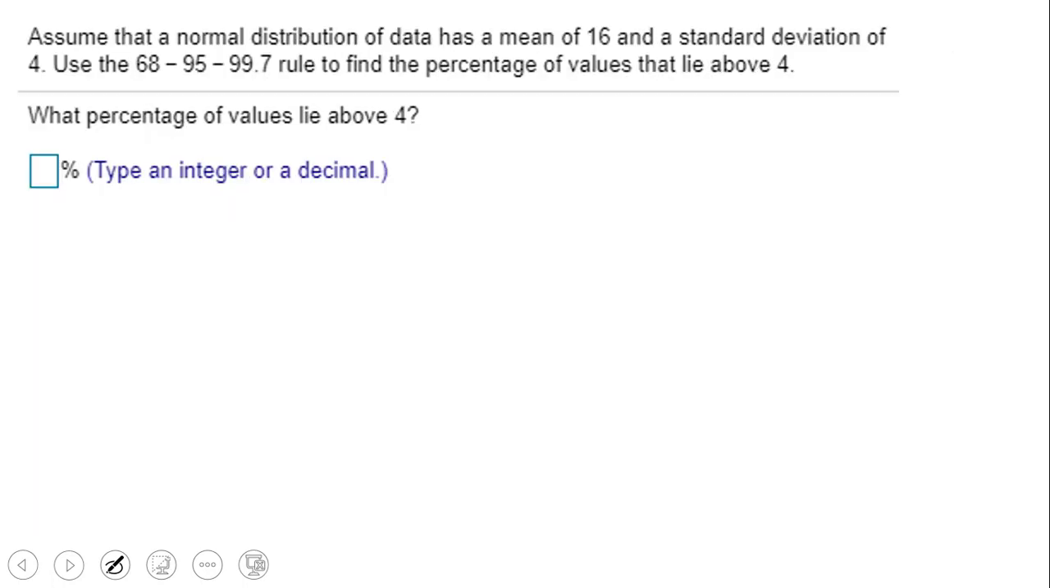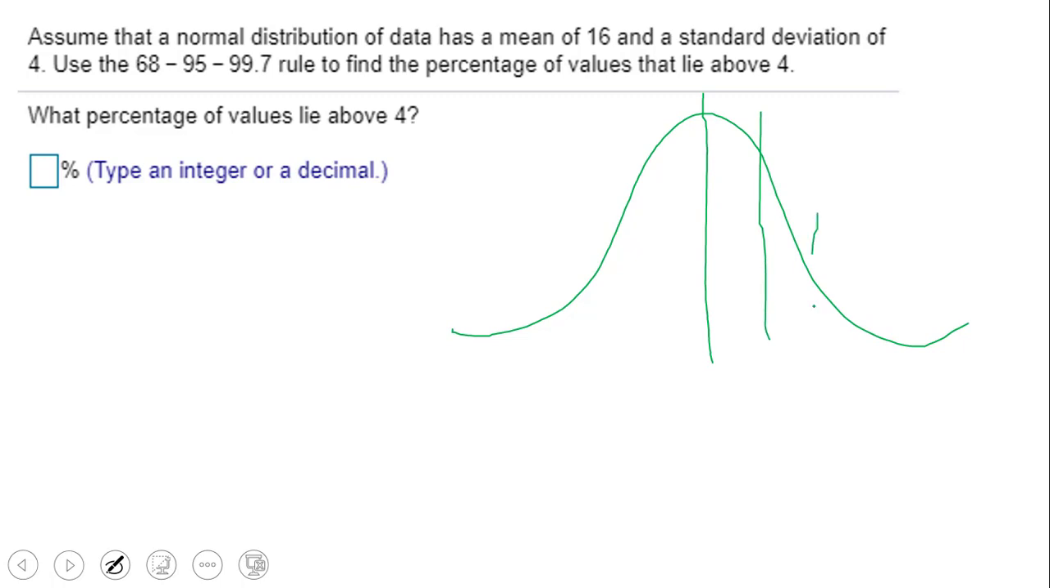This one does not give the picture, but we can draw it for ourselves. It does not have to be beautiful. I can promise you mine will not be. But you just want to make a normal curve. You need to mark the mean in the middle and then go up 1, 2, 3 standard deviations and down 1, 2, 3 standard deviations. They tell us that the mean is 16 and that the standard deviation is 4.